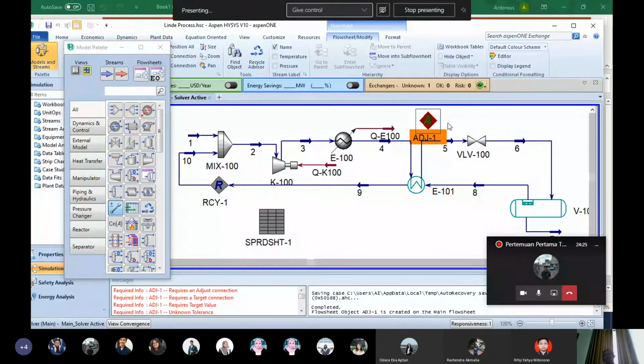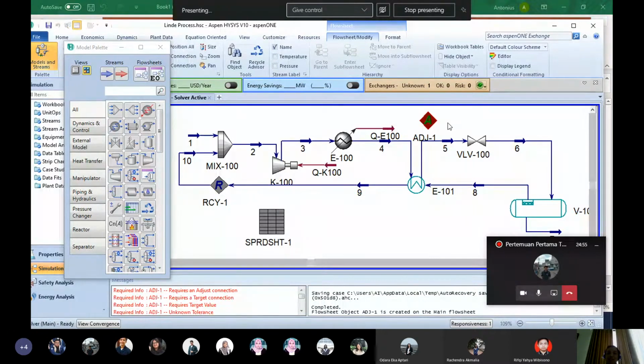What is Adjust? Adjust is a kind of logic parameter or logic unit in HYSYS. In a real plant, we don't have any adjust instrument. But in the simulation, we can do that. So this is an advantage of using simulation for your process: you can adjust something to make some parameter fulfill your requirement.